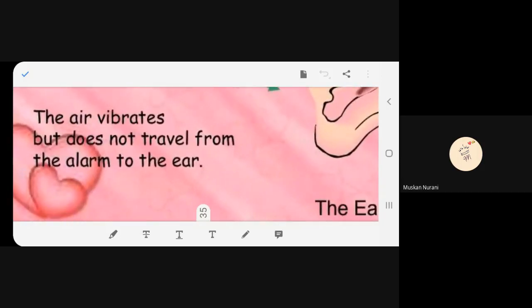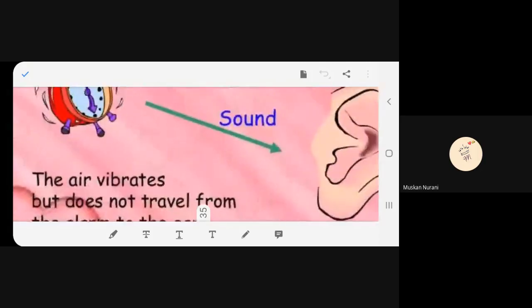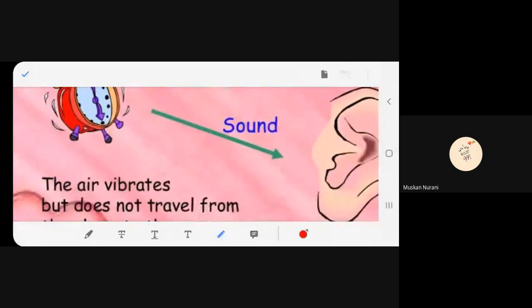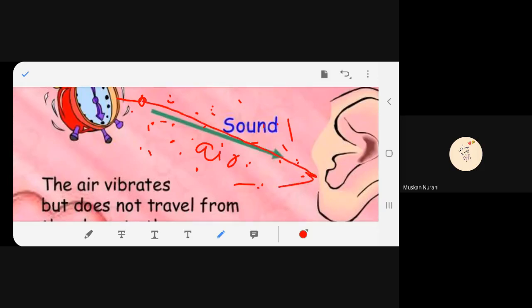The air vibrates but does not travel from the alarm to the ear. What does that mean? Here our medium is air, but air is made up of particles, isn't it? Air is made up of particles. There are so many particles. What is happening actually? The sound energy is taken by this particle, but the particle is not reaching here. But what is this particle doing? This particle is giving the energy to the other particle. This one is giving energy to another particle. That's how it reaches. You getting it?